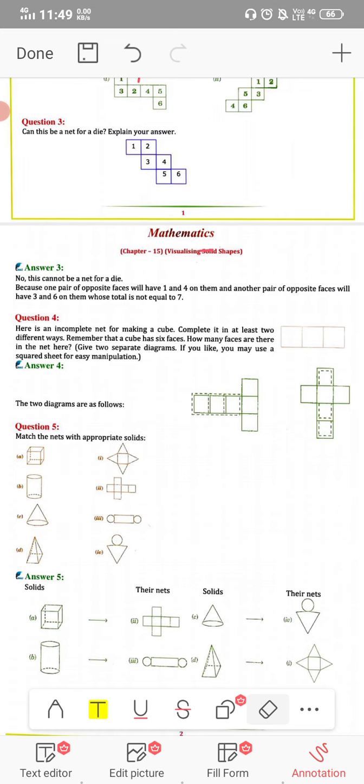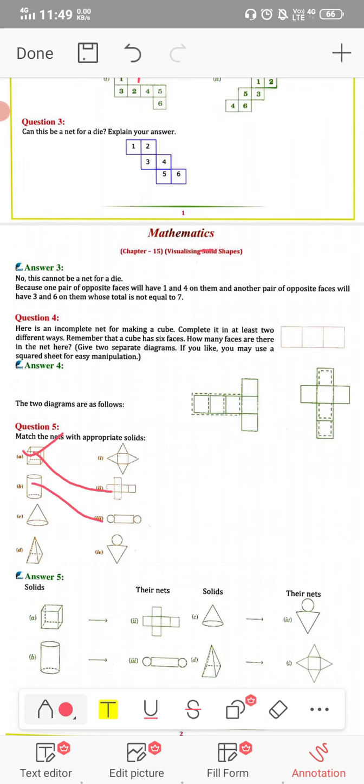Next question is: match the nets with the appropriate solid. So here you have to match the nets with the solids given. Firstly, you have been given a cube, the net of a cube is this. Secondly is the cylinder, the net for the cylinder is this. The net for the cone is this, and the net for the pyramid is this one. Okay, thank you.